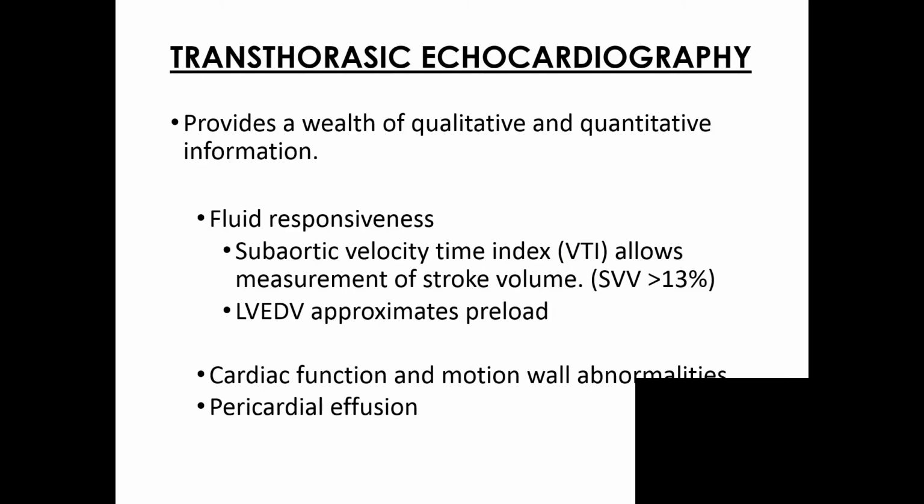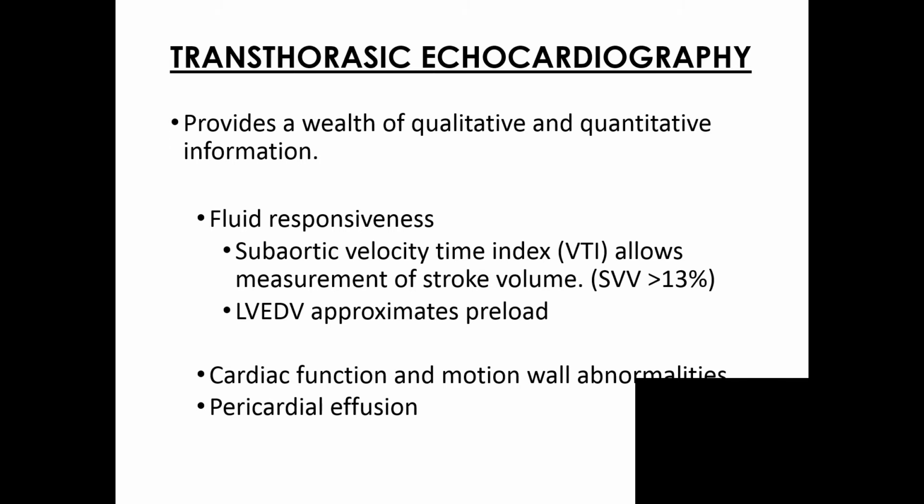Transthoracic echocardiography provides a wealth of qualitative and quantitative information. For example, fluid responsiveness. The diameter of the left ventricle outflow tract is measured in the parasternal long axis view, and the velocity time index is measured using the 5-chamber apical view to get the stroke volume variation. This stroke volume variation is a good indicator for fluid responsiveness.